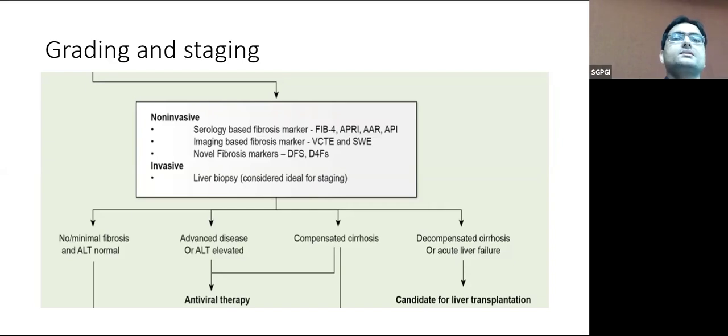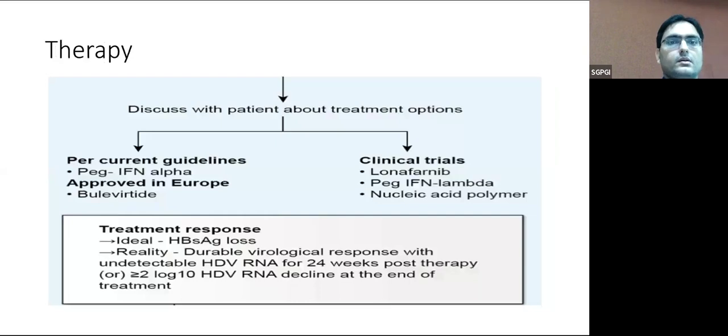However, if the patient has advanced disease and ALT levels are elevated along with compensated cirrhosis, this group of patients mandates antiviral therapy. Then you discuss with the patient the treatment options, side effects, duration, cost, and all. After you have done all those things, you start treatment depending on what treatment is available in our country. As per guideline, we can start with pegylated interferon alpha. Along with that, we can also start bulevirtide.